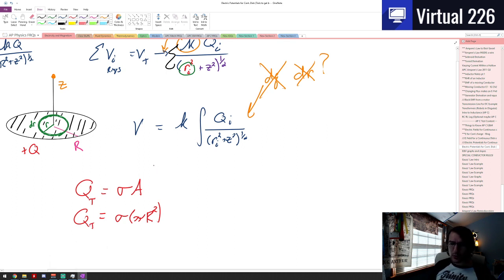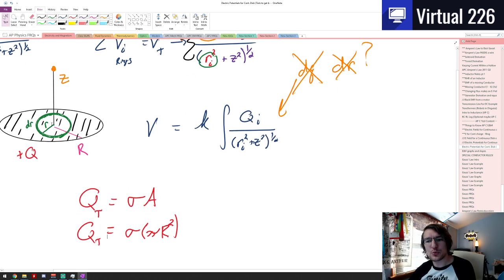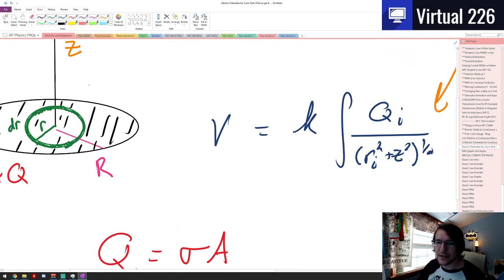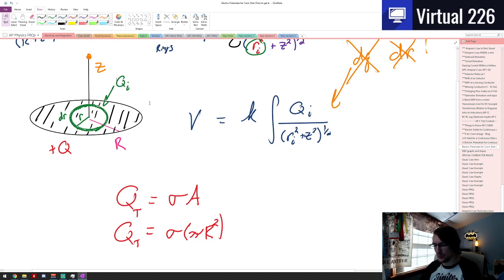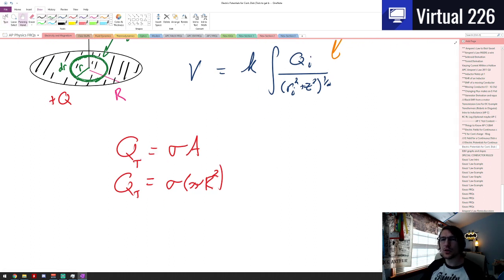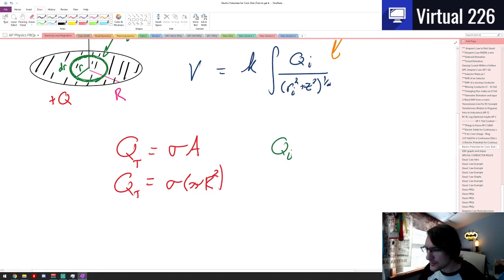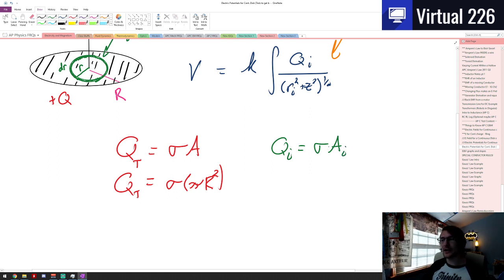Now, if we wanted to just say, okay, what is the amount of charge here in our ring? You know, we've got this green ring right here. It has some charge on it, Qi, where that's like the individual charge on each of the rings. So what is it just on one ring then? Well, we can actually find this out too. If we think about it, we could say that the charge on an individual ring is equal to the surface area density multiplied by the area of an individual ring.